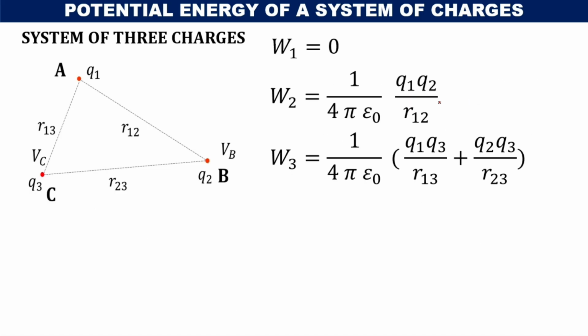Now we have obtained the expression for work done in bringing all the three charges one by one from infinity to their respective positions. The total work done should be equal to the sum of these three, W1 plus W2 plus W3, which will be stored in the form of the potential energy of the system of three charges.